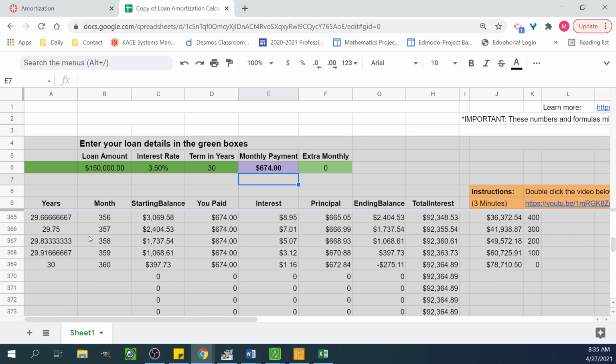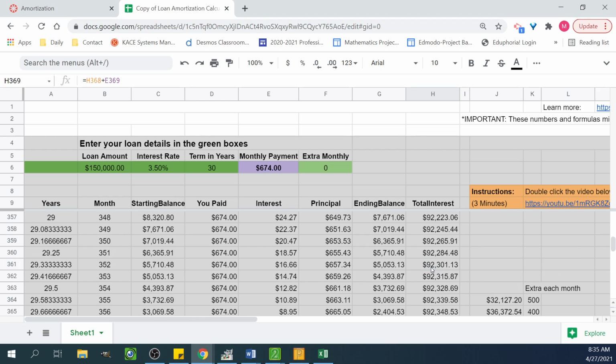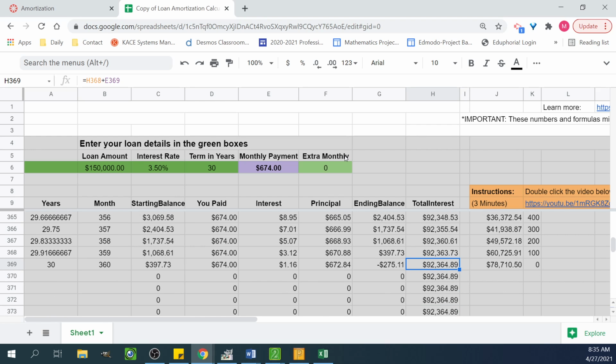Yeah, 674. See how it would have taken me 30 years to pay off at 674? See how much interest I'm paying over the whole life of the loan? $92,364 and 89 cents. That's a lot, right? That's what you're paying on top of that $150,000. Okay? Now what we could do is, let's say we're going to pay a little extra every month, okay?